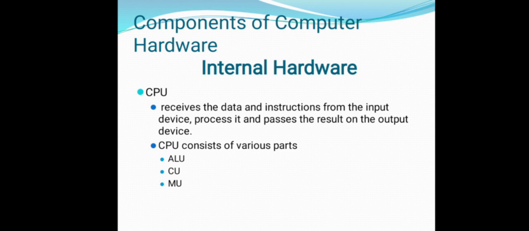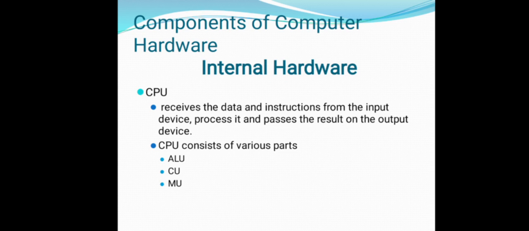The first one is your CPU, that is Central Processing Unit. CPU receives the data and instruction from the input device, processes it and passes the result on to the output device. CPU consists of various parts. Three basic parts are there. First one is your ALU, Arithmetic Logic Unit. It performs all the arithmetic calculations and compares different kinds of numbers.